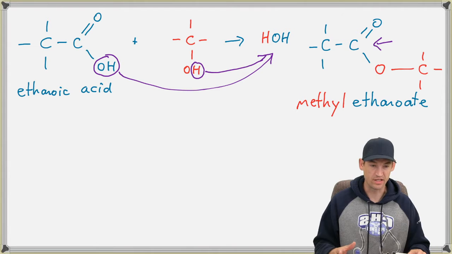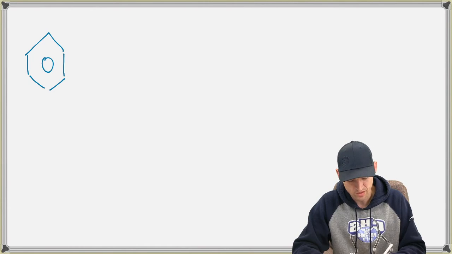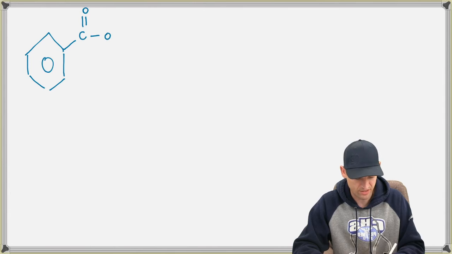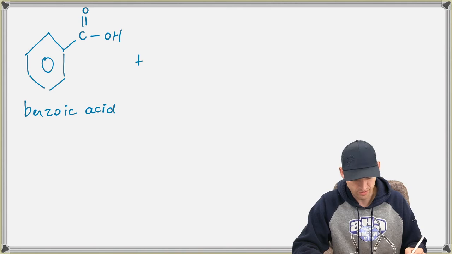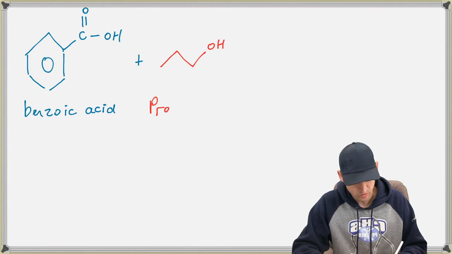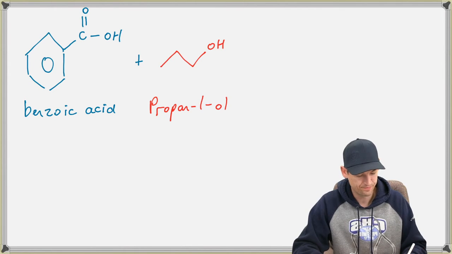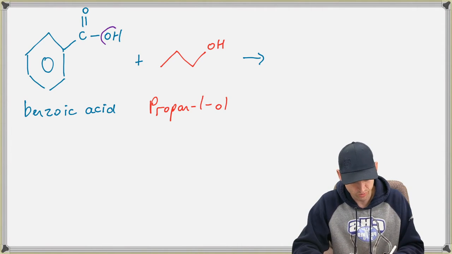Okay, let me do one more example like this, and then I'll show you the reverse. What if they give you the ester? The next one looks like this. What if we had benzoic acid? We have a benzene parent that has a carboxylic acid group. Benzoic acid. And let's combine that with, we'll just do a line here to make this a little faster, propan-1-ol.